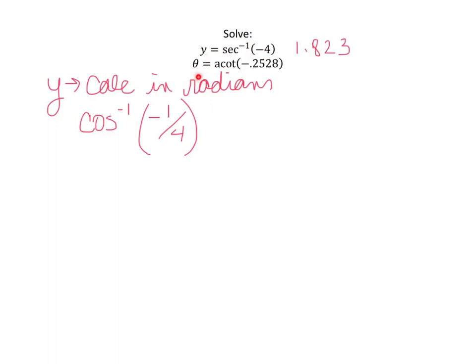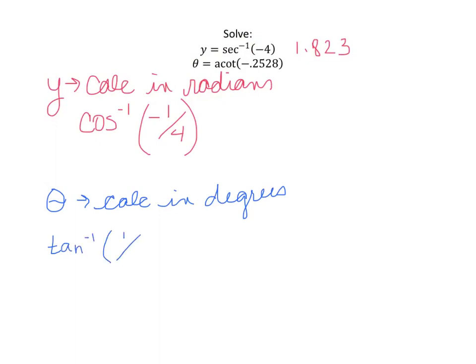For the next problem, I need to put my calculator in degrees. So to calculate this, what I'll put into my calculator is the inverse tangent of negative 1 over 0.2528. And what I get is negative 75.813. The problem is I've got inverse cotangent.